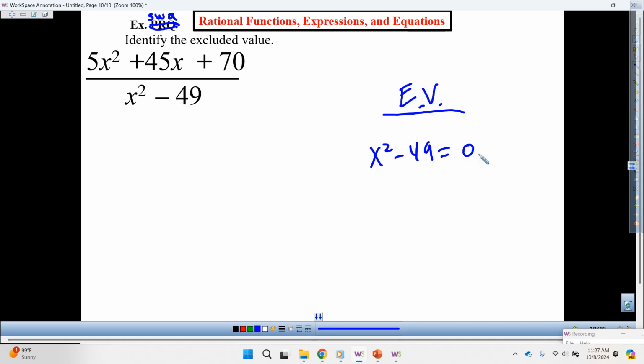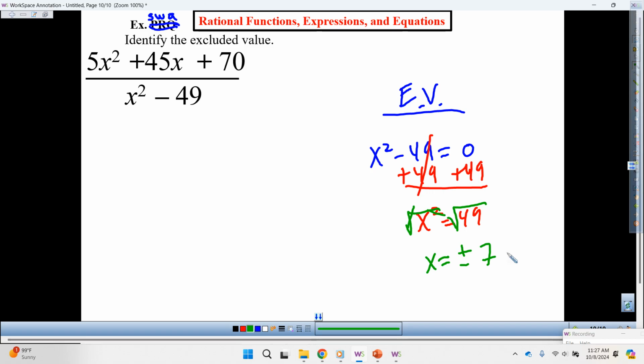Use square roots? Okay, so then we can do that. Plus 49, plus 49. X squared equals 49. And if we're doing square roots to solve, that means square root of this, square root of that. X equals what? Plus or minus 7. So my excluded values are positive 7 and negative 7.